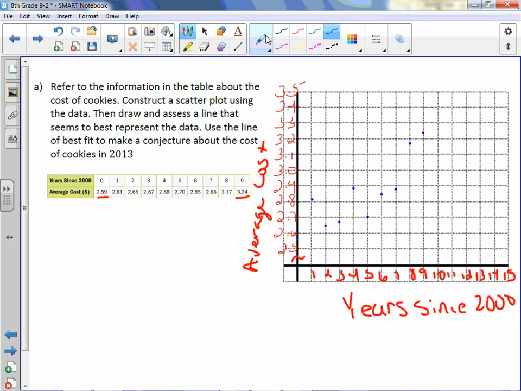Now when you're drawing a line of best fit, you want it to follow the pattern of the graph. For example, I would not by any means draw a line here because the points do not follow that line. Even if I slant it this way, I still have most of my points underneath. So the goal is to get approximately half of the points above and half of the points below the line.